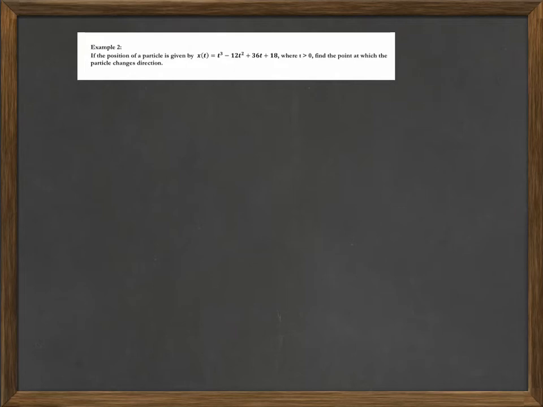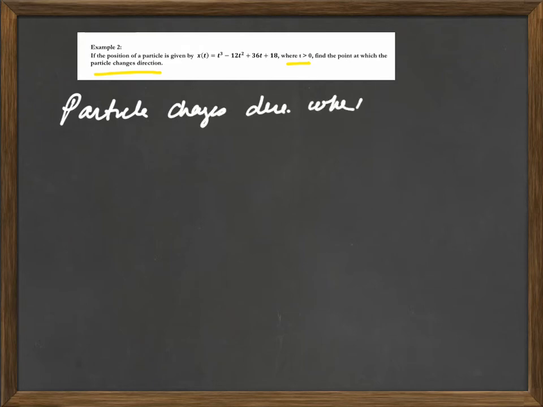You're given another position function, and you're told it's time after 0, and they want the point at which the particle changes direction. And how do we know when the particle changes direction? The particle changes direction when velocity changes sign. Now, you cannot just find where velocity equals 0 and say that's true. You have to make sure that it actually changes direction and it doesn't just stay the same.